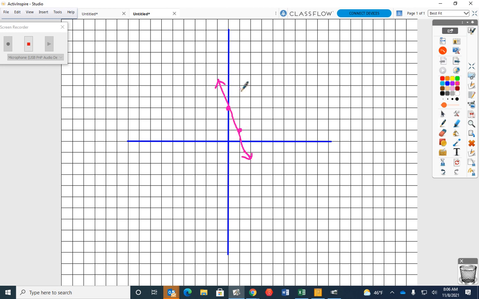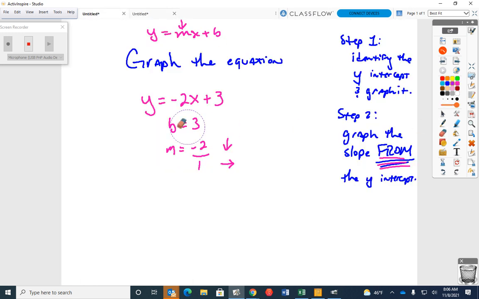Okay. Does that make sense so far? Yes. Is it always going to be down 2? Nope. If it's negative slope, yes, but if it's not negative slope, let's try one without negative slope. Okay? Let's say I've got an equation like this. Y equals 1/3 x minus 5.